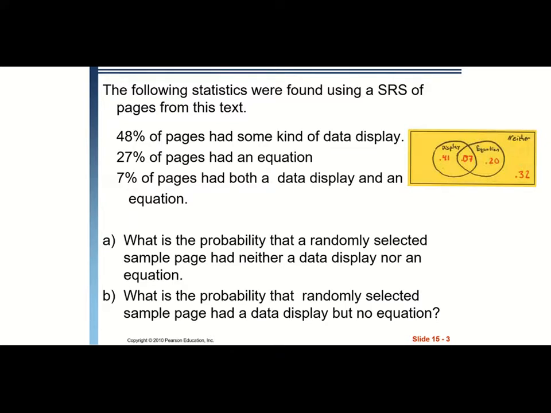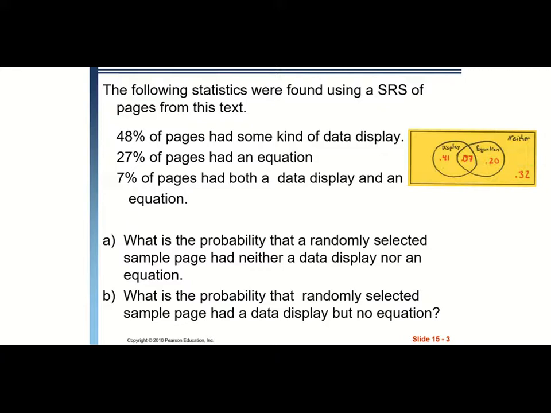Now I just grabbed this from a scan of my notes, but let me explain how we fill this in. To start off, we always want to draw these overlapping circles and fill in the overlap of 7%. Now if we look at the display circle, we know 48% have some kind of display, but 7% of that is in the overlap. That leaves 41% only on the display side. Do the same thing with the equation. 7% of the 27% in that equation circle is in the overlap, leaving 20% in the equation part of the circle. Add those all up and we get 68%.